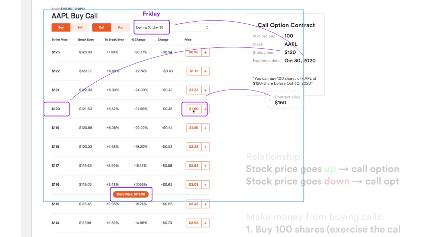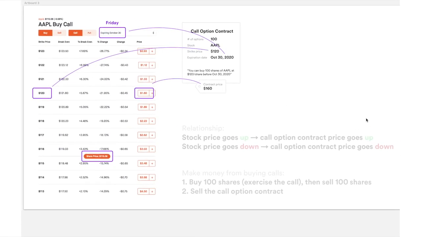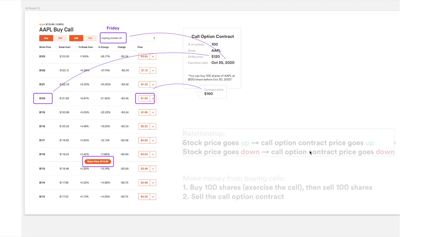You see 1.6 here, it was because this is the price for one option. And if you remember, options trade in a block of 100. So you have to multiply this number by 100, which you will get 160. That will be the amount that will cost you if you want to buy a 120 Apple call, okay? So you can also see the share price right now is $115.08 right here, okay?